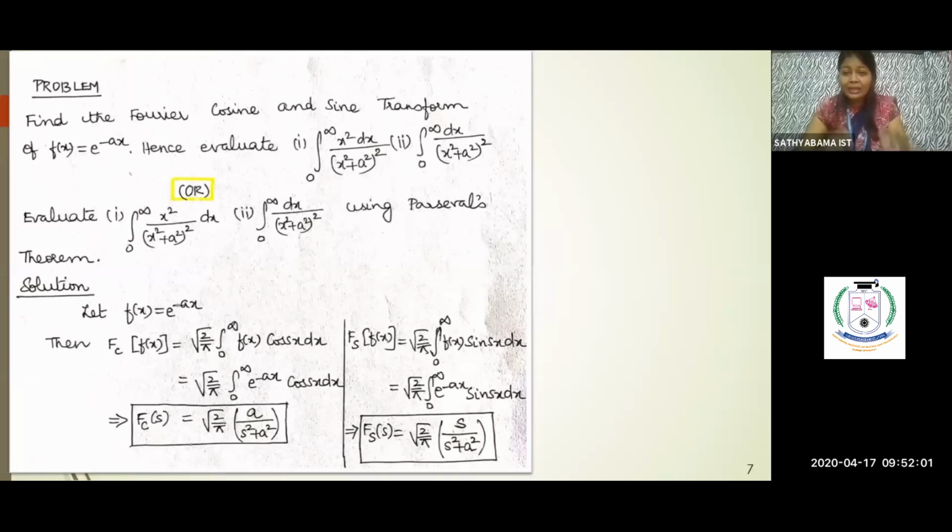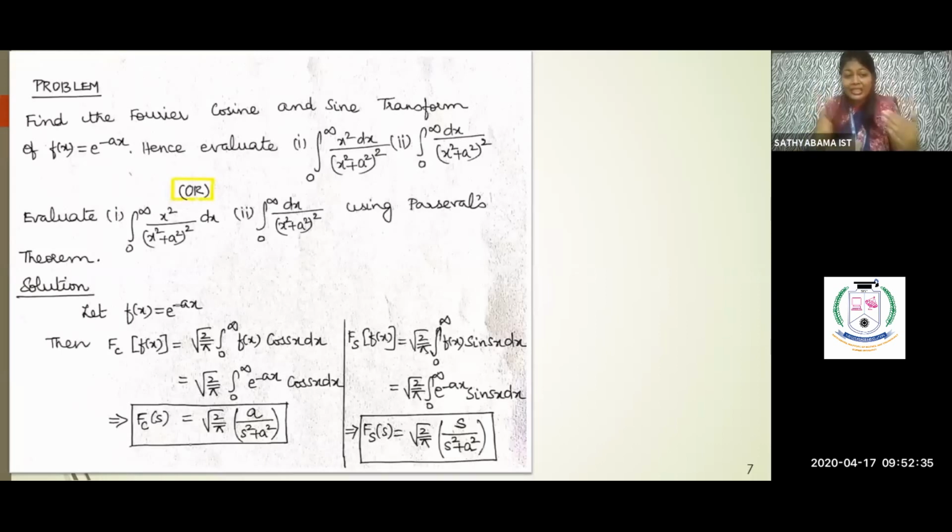Now, why I'm telling you this so much is because look at the or part of the question. The question can also be worded like this without giving you the function. Without giving you the function f of x equal to e power minus ax, the question can be simply: evaluate the integral of x square by x square plus a square the whole square, and the next integral. So it has to strike you that you have to take the function as e power minus ax, because you know the Fourier sine transform of e power minus ax only gives me s by s square plus a square. You understand? So that's why I'm stressing on this so much.